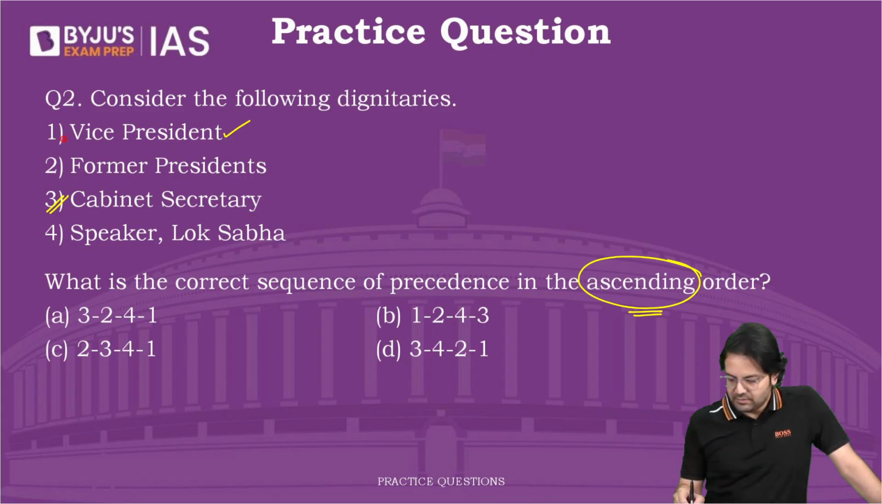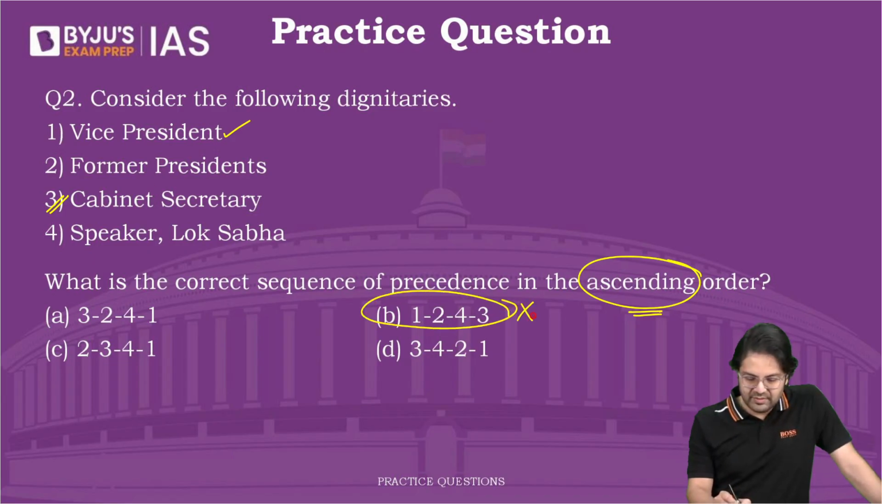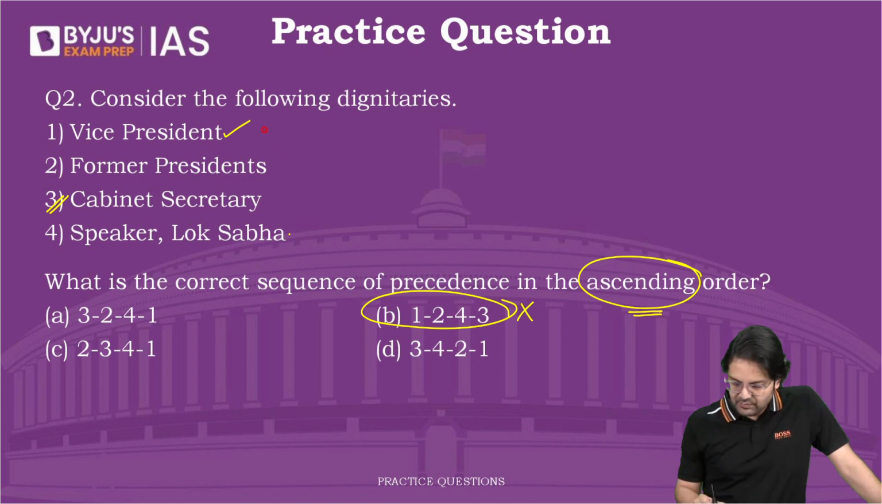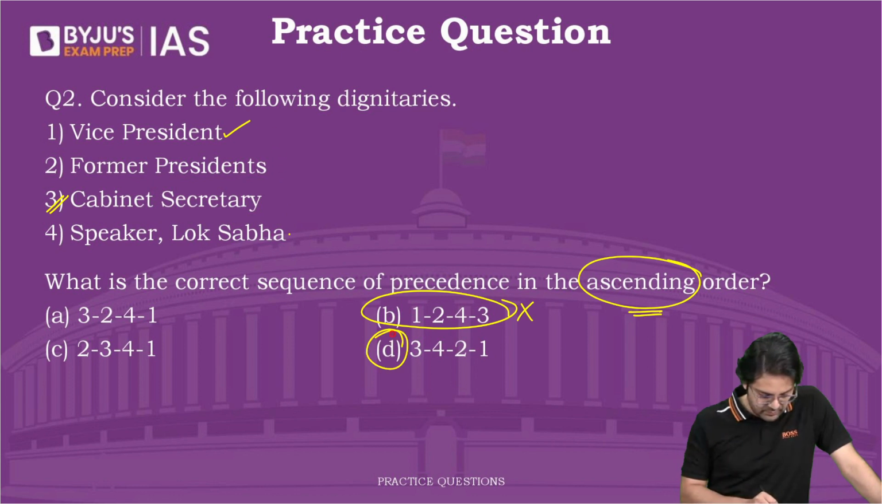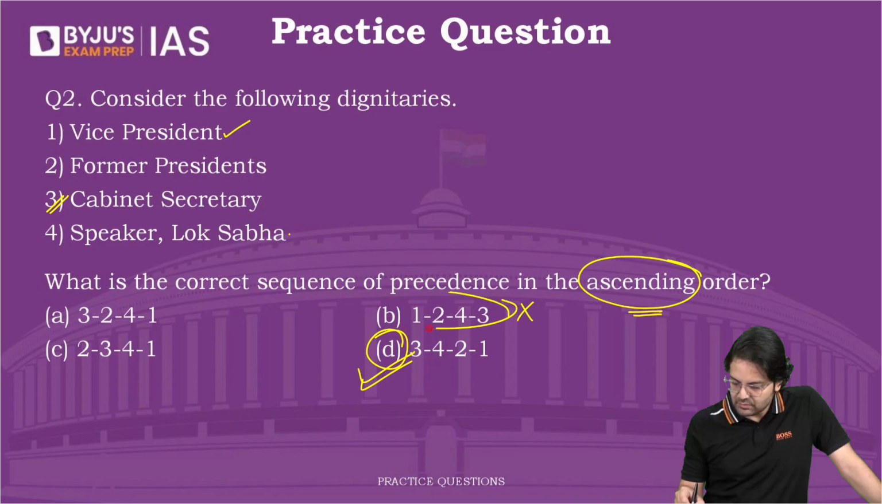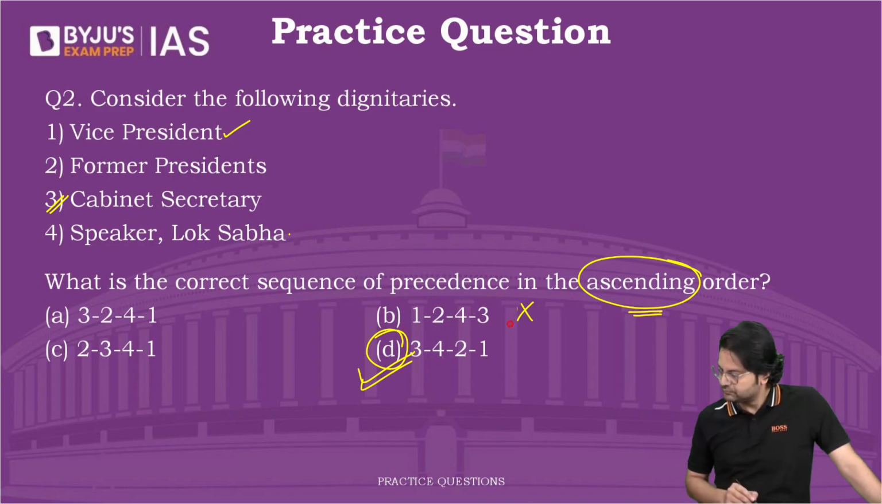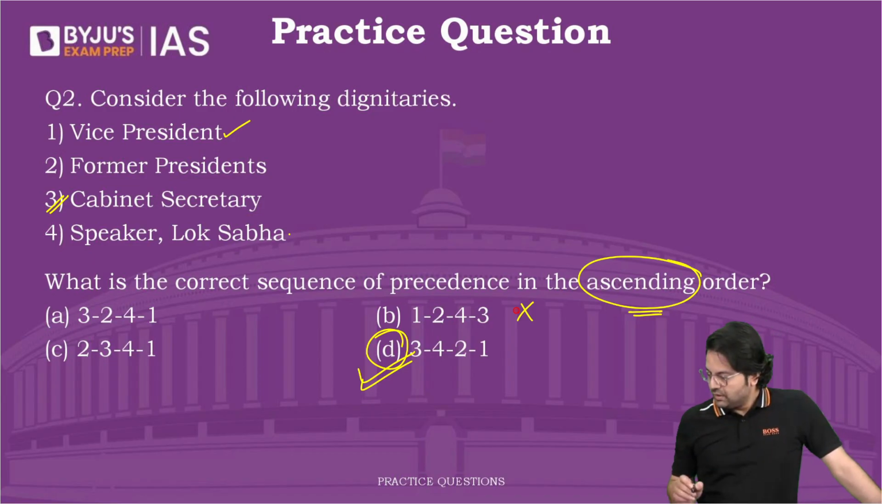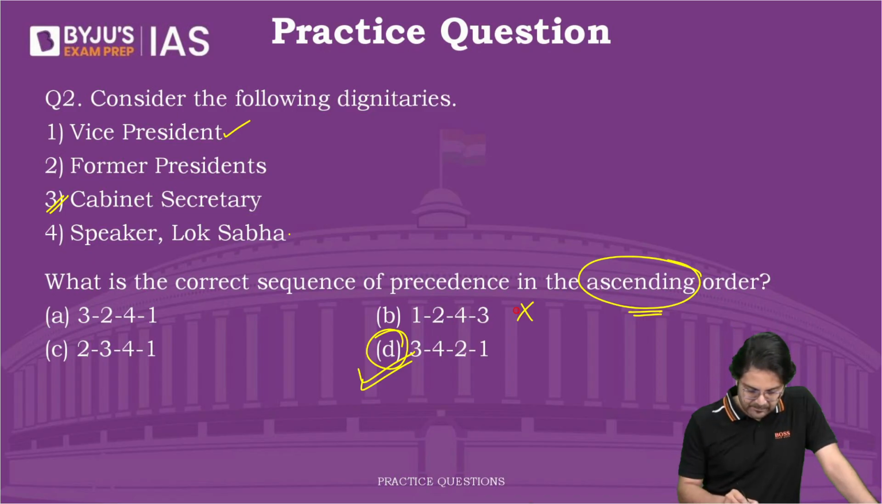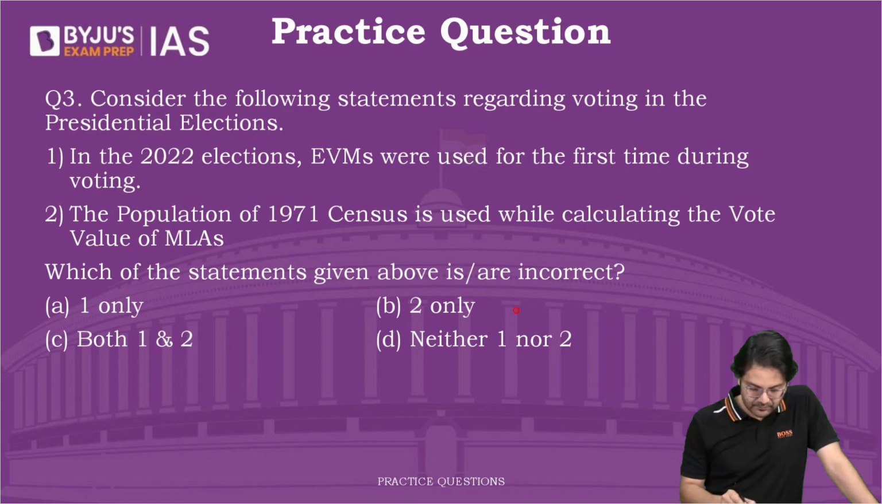So, a lot of you marked this as the answer, which is not the answer. The answer is 3. Then Speaker Lok Sabha, number 7. Then we have former presidents, number 5. And then VP, number 2. Okay. D is the correct answer. Let me just erase this to avoid any confusion. Okay. Are we all okay? Let's move on now to the third question. Please mark the answer.